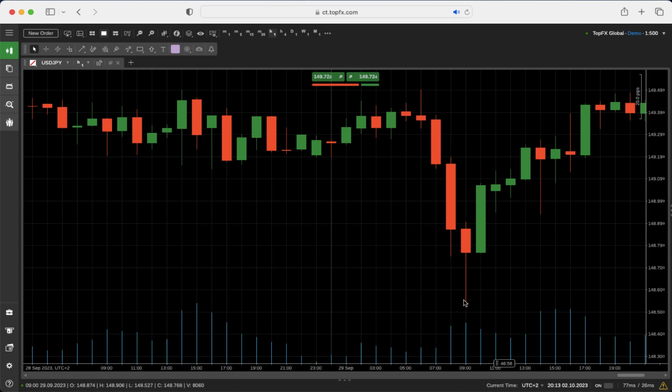So this is a pin bar and this is a green candle to the upside, because it opens here, closes here, that engulfs the whole body of the previous candle, which means this is a bullish engulfing pattern, one of the few patterns that you need to know about.